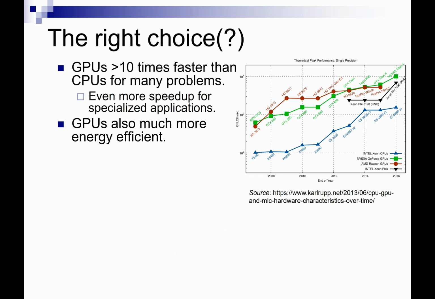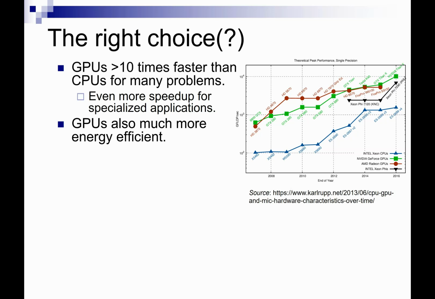Okay, so now that we see GPUs are much faster than CPUs, the question is, let's just forget about CPUs and use GPUs for everything. But unfortunately we can't do that. Even though we say that GPUs are general purpose, they are still optimized for certain types of workloads, and there are other types of workloads that CPUs perform better on.